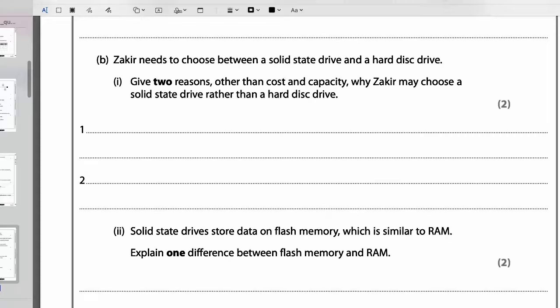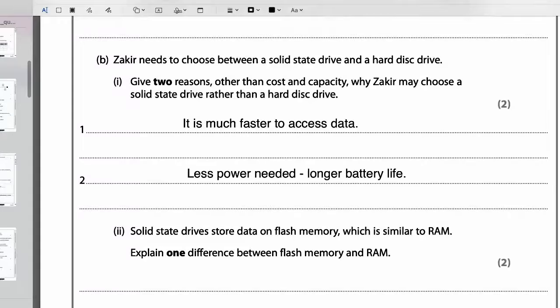B. Zakir needs to choose between a solid-state drive and a hard disk drive. Give 2 reasons other than cost and capacity why Zakir may choose a solid-state drive rather than hard disk. There's loads of reasons. Solid-state drives are far superior to traditional magnetic hard disk drives. So my first reason is it's much faster to access data, and my second reason is less power is needed, which gives me a longer battery life.